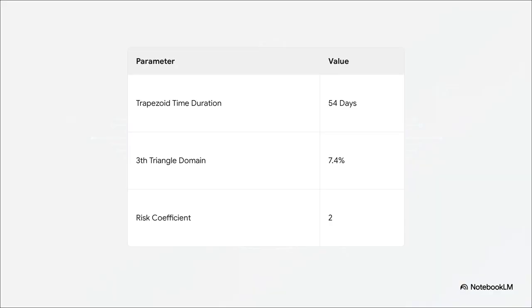Now let's look at the core parameters that basically define this cycle's geometric map. First, the trapezoid time duration sets a 54-day window for this whole thing to play out. Then you have the third triangle domain and the risk coefficient. These are key inputs that not only help define the geometric structure you see, but they're also used to calculate the risk. You could say this is the DNA for the specific market setup.